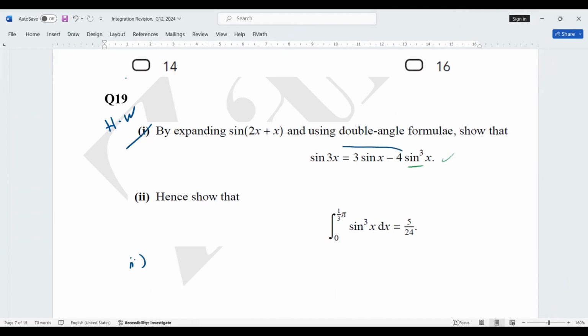Rearrange it. So shift 4 sine cube to the other side and the sine 3x inside. Then it becomes 4 sine cubed x equals 3 sine x minus sine 3x. Divide by 4. So sine cubed x equals 3 over 4 sine x minus 1 over 4 sine 3x.